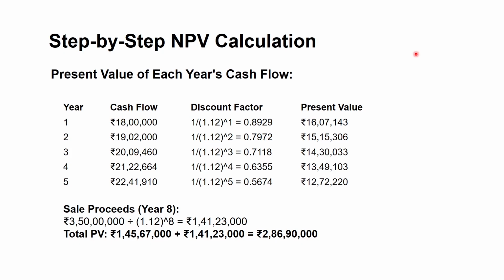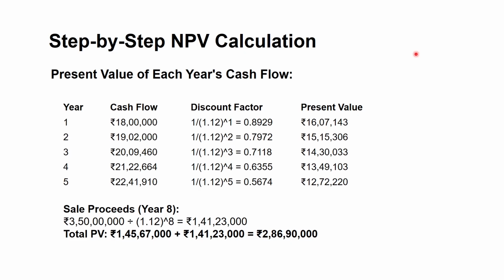So, now let us take a step by step calculation. This detailed NPV calculation shows how we convert each year's cash flow to present value. The discount factor decreases each year because money received further in the future is worth less today. So, year 1's discount factor is 1 divided by 1.12, which equals 0.8929. This means 1 rupee received in year 1 is worth about 89 paisa today. Year 2's factor drops to 0.7972 and so on. Multiplying each year's cash flow by its discount factor gives us the present value.